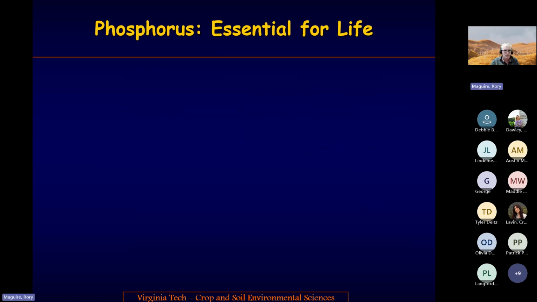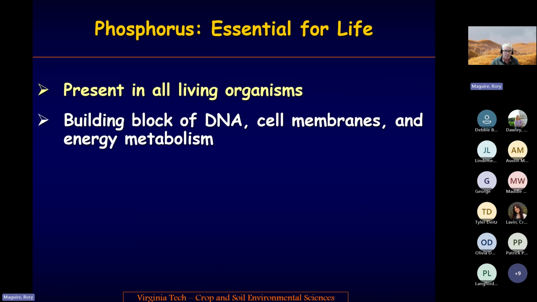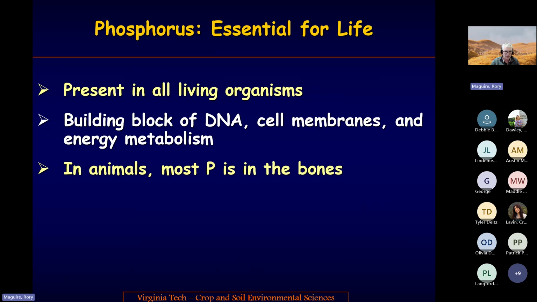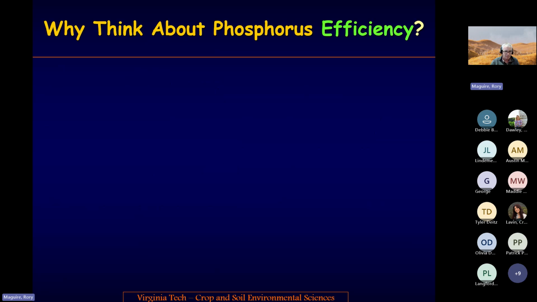In nutrient management talks, you keep hearing about phosphorus being bad, but that's bad when it's too much. Phosphorus is wonderful. It's essential for life. All living things have phosphorus in them. We couldn't exist without phosphorus. It's the building block of DNA, cell membranes, energy metabolism. It's in all parts of our body. In us animals, most of the phosphorus is in our bones. It's calcium phosphate that gives our bones their substance. There's no substitute for phosphorus. If we don't have phosphorus, we can't eat something else.